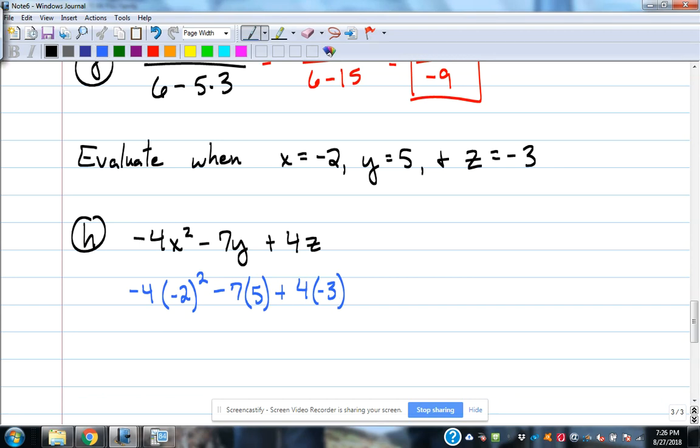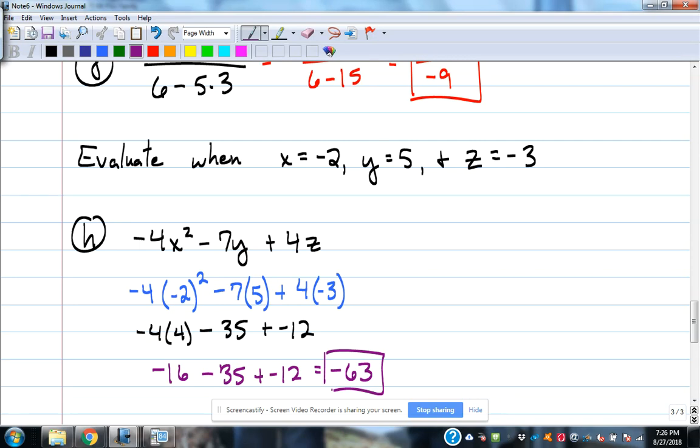Next step, just work it out. -2 squared is 4. So we've got -4 times 4. I already know 7 times 5 is 35. And 4 times -3 is -12. So I just have to work out that last little multiplication, so -16. Then -16 minus 35 is -51, minus 12 is -63. Wonderful.